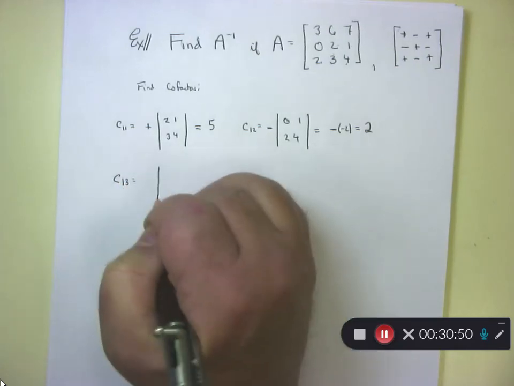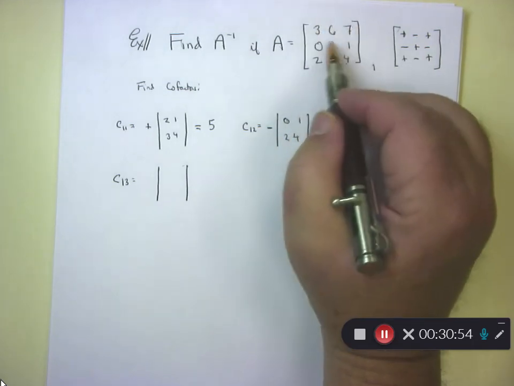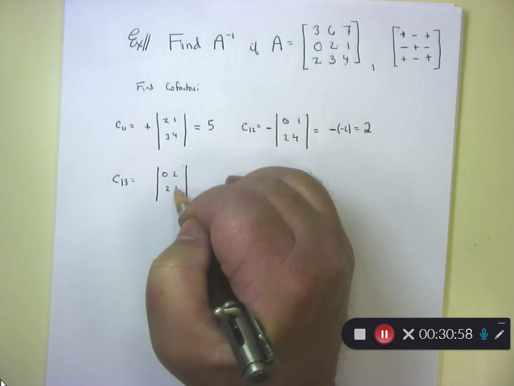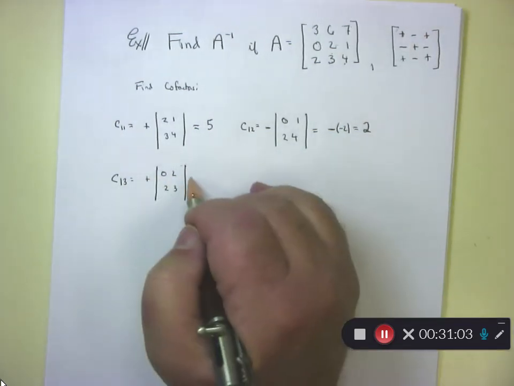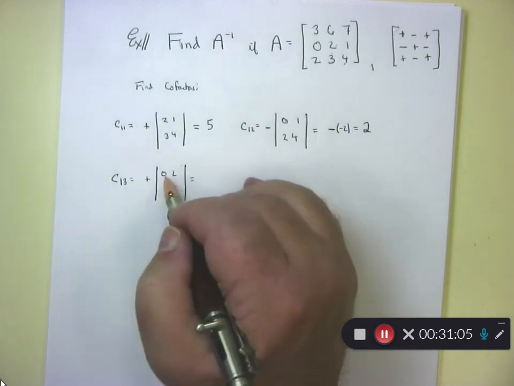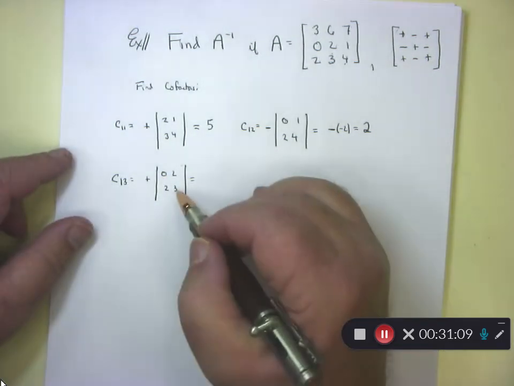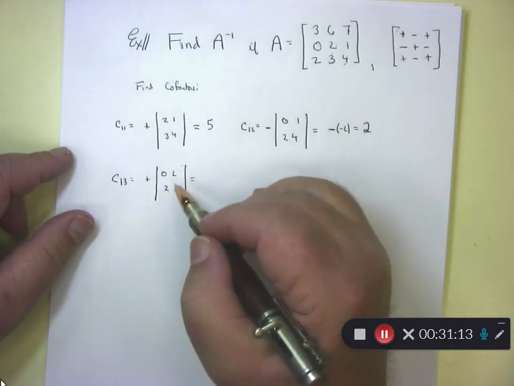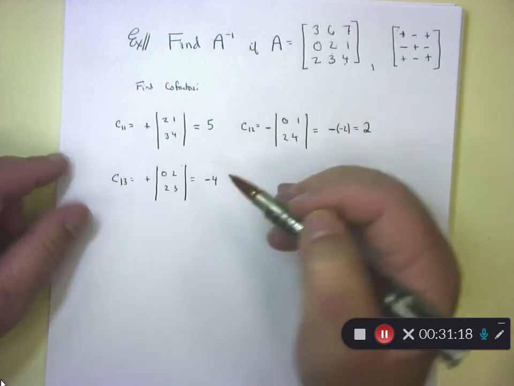C13 would be first row, third column, knock it off. 0, 2, 2, 3. And that sign is going to be back to positive. So that would be 0 times 3 is 0, minus 2 times 2 is 4. 0 minus 4 is negative 4, and you keep the sign of that one, so that's negative 4.